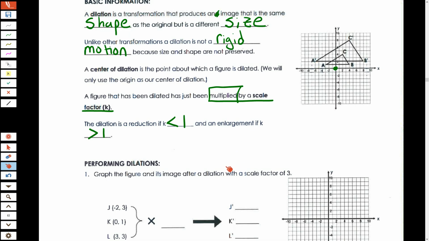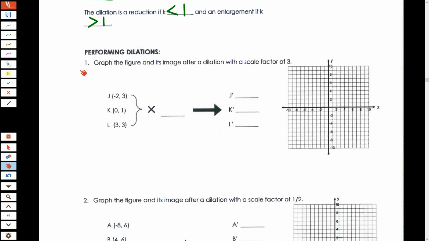All right, so let's try a few. Okay, number 1, we are going to graph the figure and its image after a dilation with a scale factor of 3. Pretty simple, right? So all you have to do is multiply all of your points, the x and the y, by whatever your scale factor is. This question says dilate by a scale factor of 3. So we're going to multiply by 3.